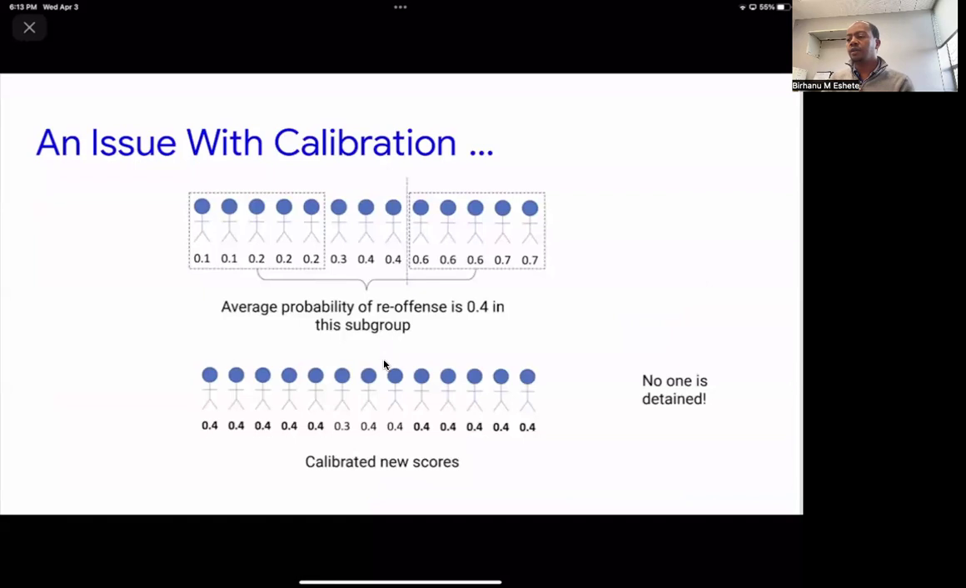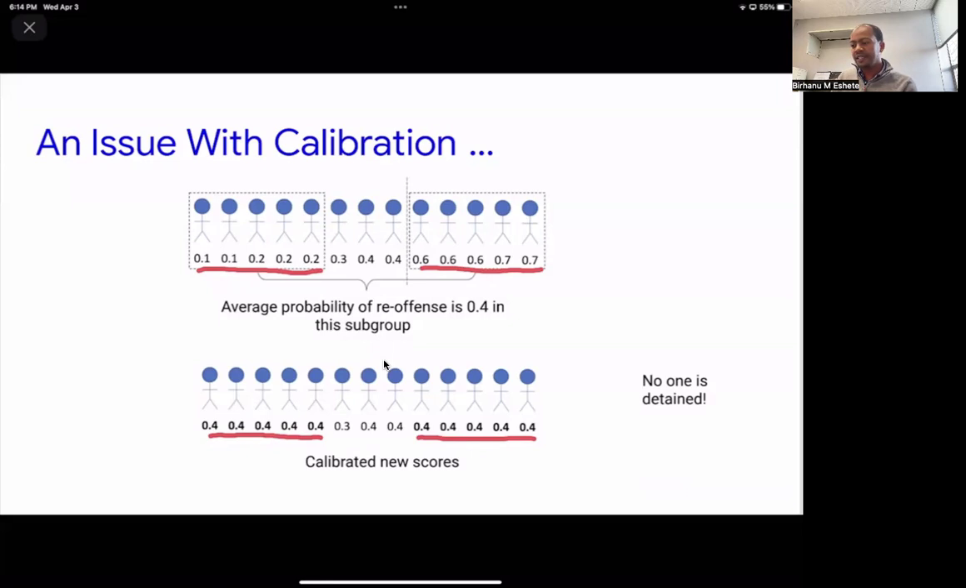So what you can do is you can look at subgroups. For example, there is this subgroup over here, and there is another subgroup over here. And when you look at these subgroups, the average probability of reoffense is 0.4 in both subgroups, right? So what you would do is you would just go to the data set and replace every score with the average score that you computed, okay? And the implication of this, statistically, is we're just giving everybody the average score of the subgroup they belong to. And there is conceptually nothing bad or malicious about this. We're just doing some calibration.